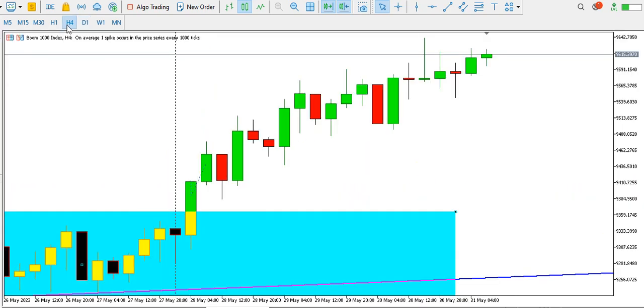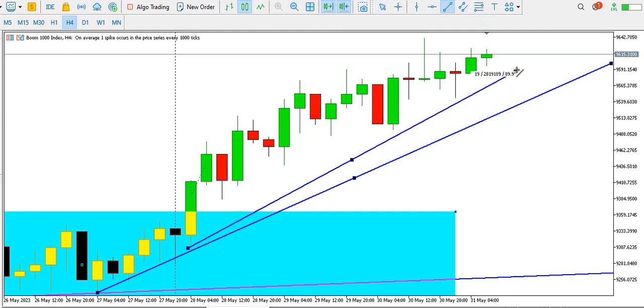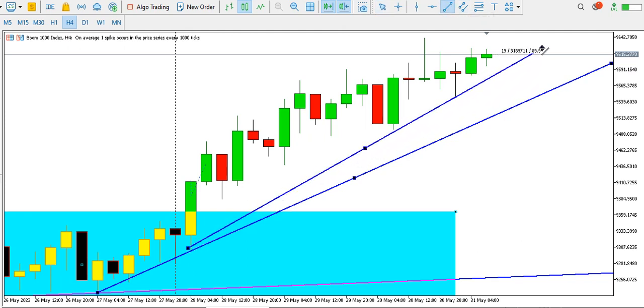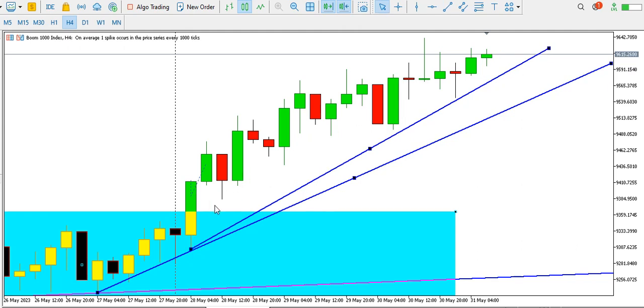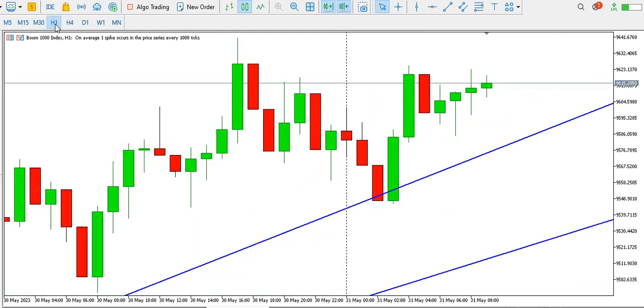Let's look at the 4-hour time frame. The 4-hour time frame shows the price is rising, as we continue to have higher highs and higher lows, which is typical of a bullish trend. Price is rising. I'm going to consider buying boom 1000 index.